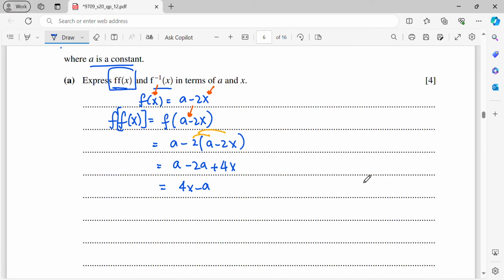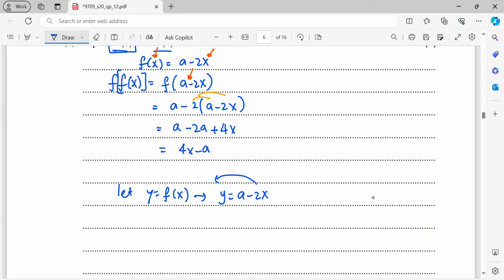Now to get the f inverse, I need to get x as the subject instead of y. So I let y equal f(x). That means my y is a minus 2x. Now get x as the subject. So move the minus 2x to the other side and move the y to the right side. So I will get 2x equals a minus y. Hence my x is (a minus y) divided by 2. Therefore, my f inverse is going to be (a minus x) divided by 2. So that's all for the solution of this question.